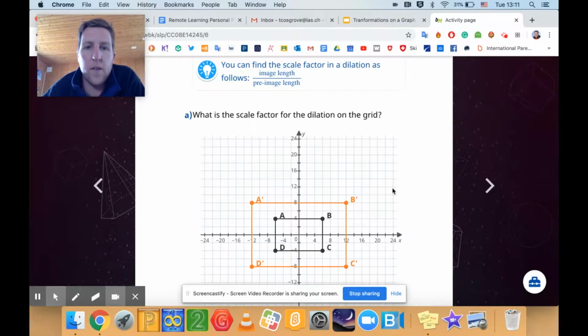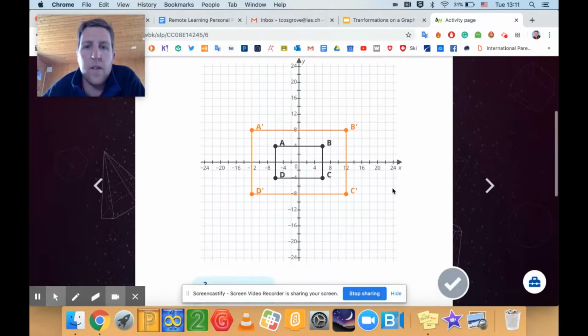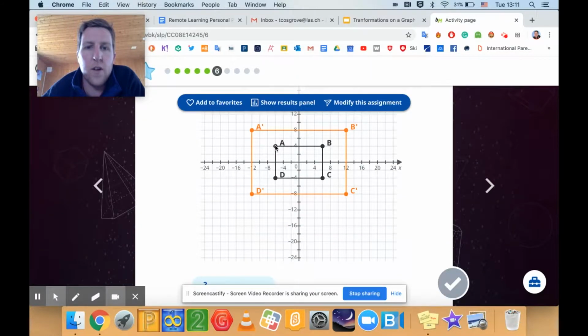So looking at this one, they're asking us what is the scale factor. So here, this is at -5 and 4. And, oh, sorry, this goes up. So, see, look, I made a mistake. This scale goes up by 2. So this is actually at -6 and 4. Okay. So -6 moved to -12, and 4 moved up to 8.